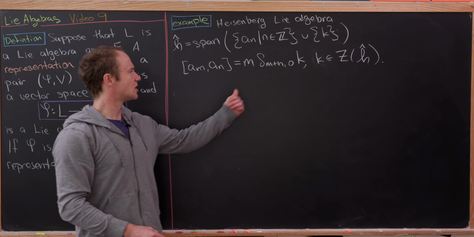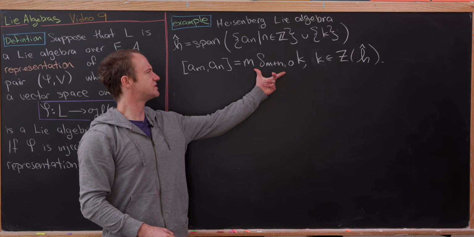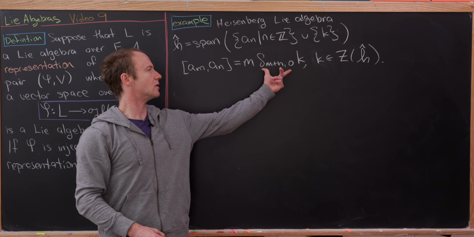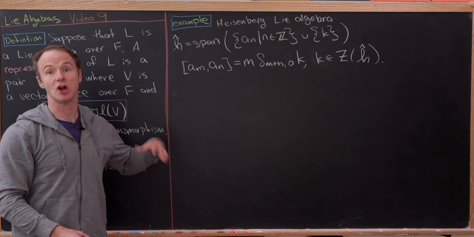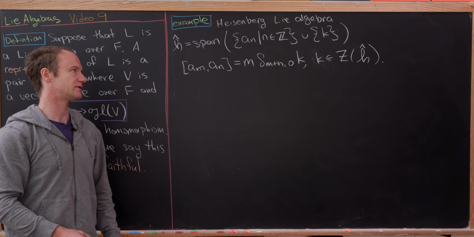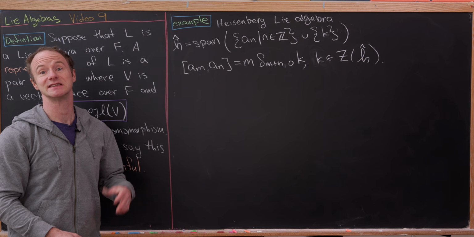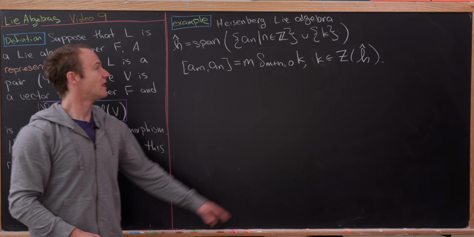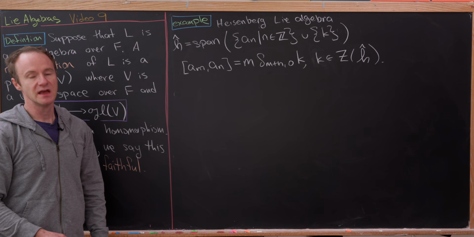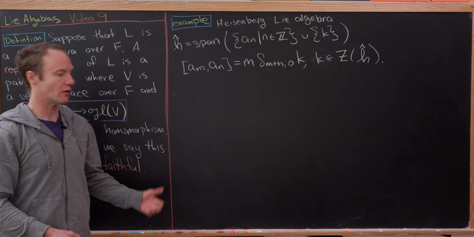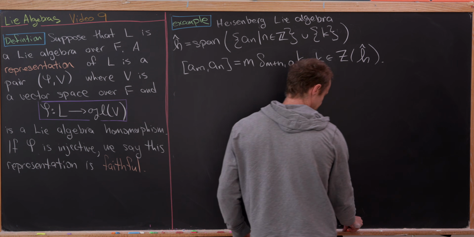So, well, what is this doing right here? Well, this is 0 if and only if m plus n is not equal to 0. Or that's non-zero if and only if m plus n is equal to 0. In that case, it's equal to 1. Then K is in the center, so it commutes with everything. And now, well, we want to figure out what our representation is.